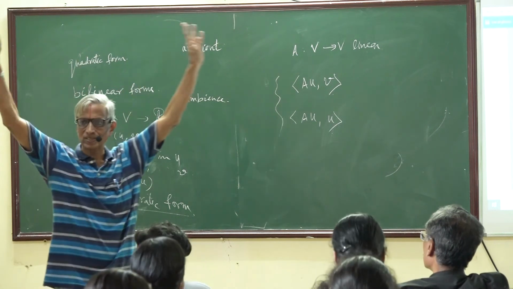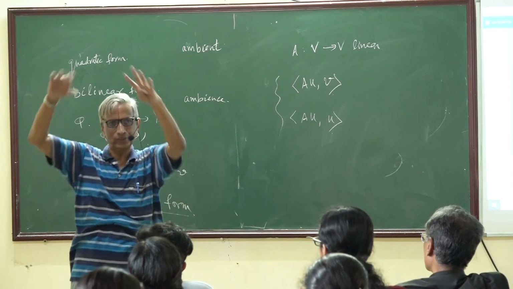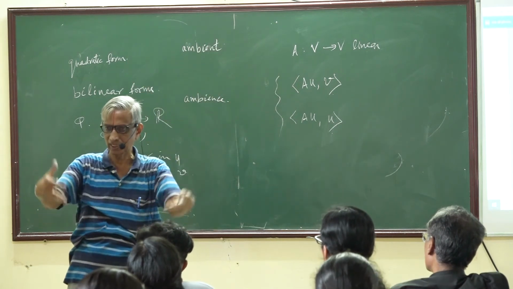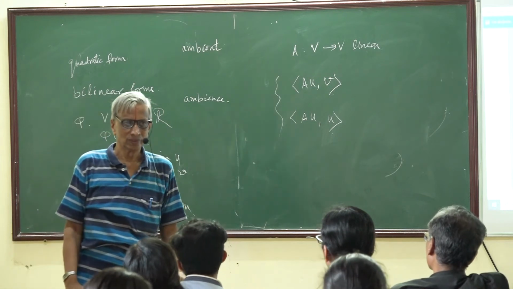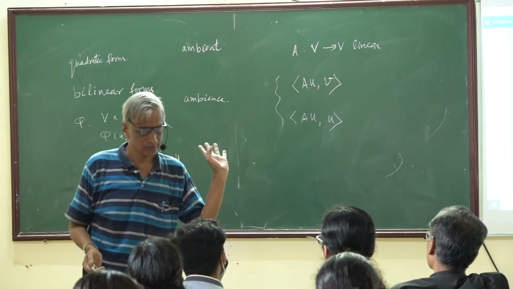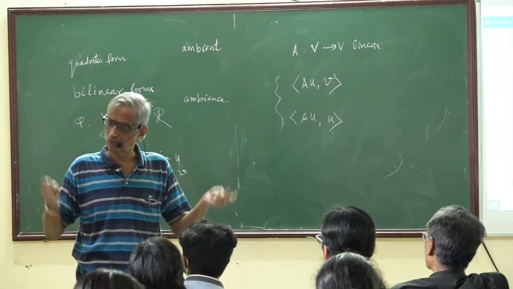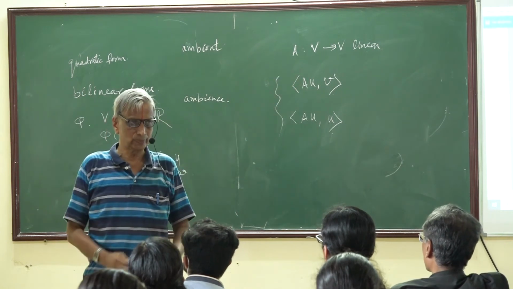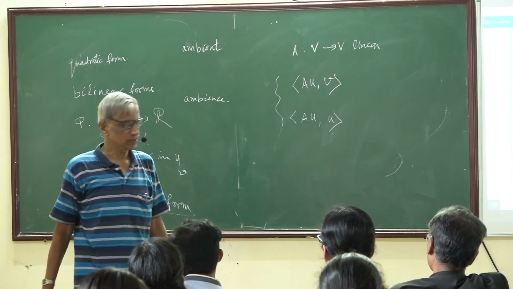So the ambient space is the surrounding space. You have a surface sitting inside a Euclidean space, so that Euclidean space is the ambient space for the surface that you are looking at. Our surfaces are not abstract surfaces. They are all sitting inside some Euclidean space. So that Euclidean space is the ambient space for the surfaces.